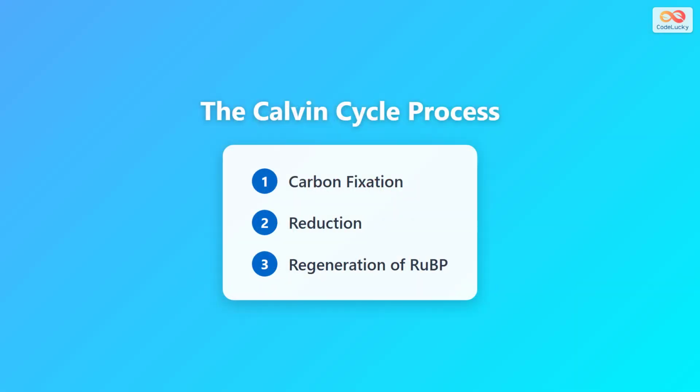The Calvin cycle, which drives C3 photosynthesis, consists of 3 main phases. First is carbon fixation, where carbon dioxide is captured and attached to an organic molecule. Second is the reduction phase, where the fixed carbon is converted into a usable form using energy from ATP and NADPH. Third is the regeneration of RuBP, or ribulose bisphosphate, which allows the cycle to continue. These 3 steps work together in a continuous cycle to produce sugars from carbon dioxide.